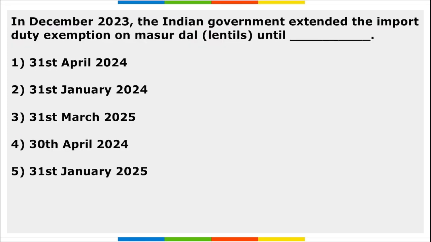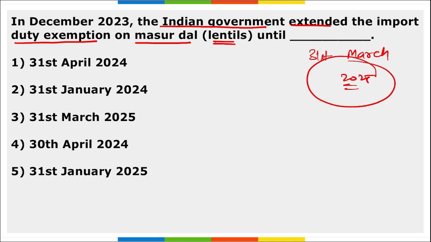Next, in December, the Indian government extended the import duty exemption of masoor dal, that is lentils, until 31st of March 2025. Correct? So remember, the Centre extended the import duty exemption on masoor dal, that is lentils, until 31st of March 2025. Right option here becomes option C.